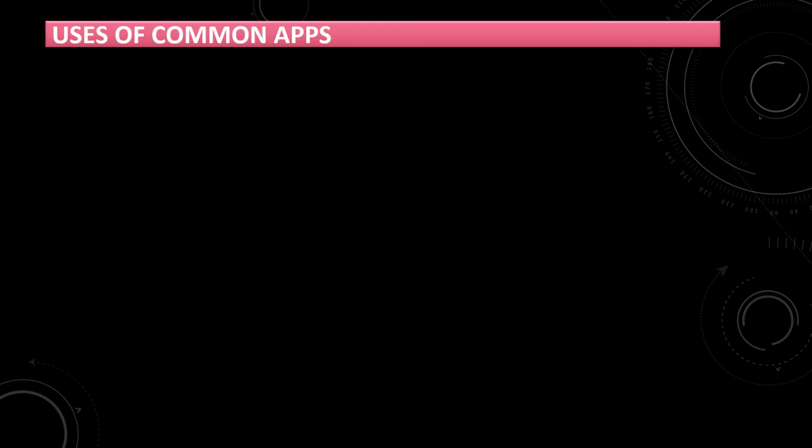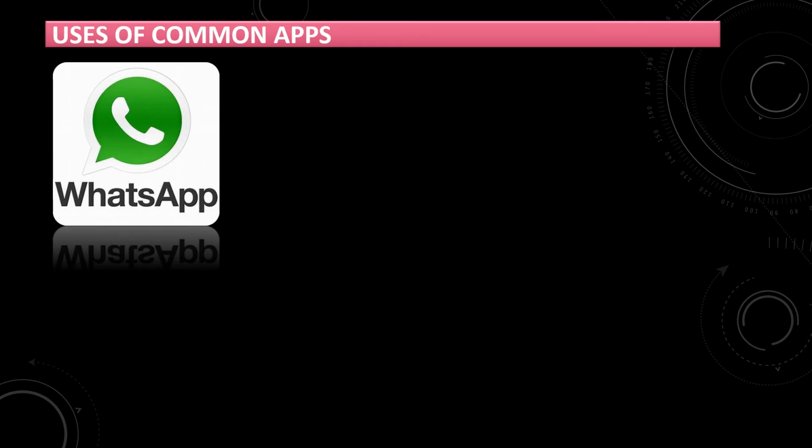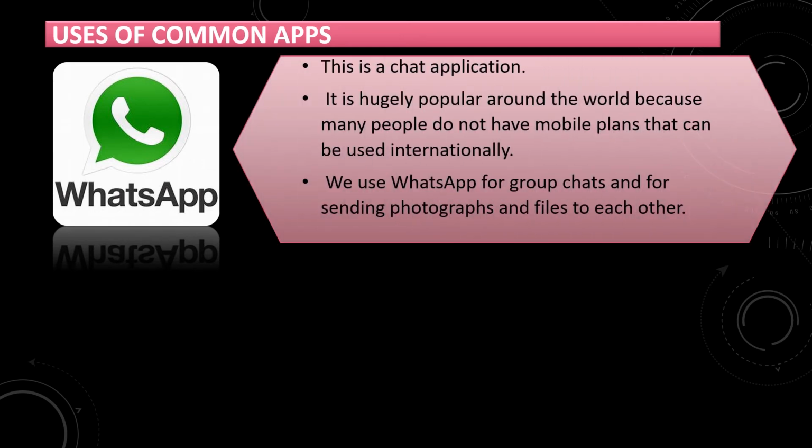Now let us discuss some uses of common apps. First, we will discuss WhatsApp. WhatsApp is a chat application and it is popular around the world because many people do not have mobile plans that can be used internationally, meaning we can use WhatsApp to communicate with people outside the country also without having any specialized mobile plans. We can also use WhatsApp for group chats and for sending photographs and files to each other.